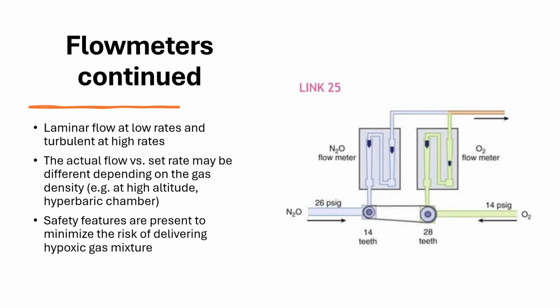Let's also talk a little bit about the safety features which are present in most, if not all, modern anesthesia machines. On the right part of the slide, you see a Link 25 system. The Link 25 systems physically link the control knobs of oxygen and nitrous oxide flow meters, which turn down the nitrous oxide when the oxygen flow is decreased. This is used to minimize the risk of administering a hypoxic gas mixture.